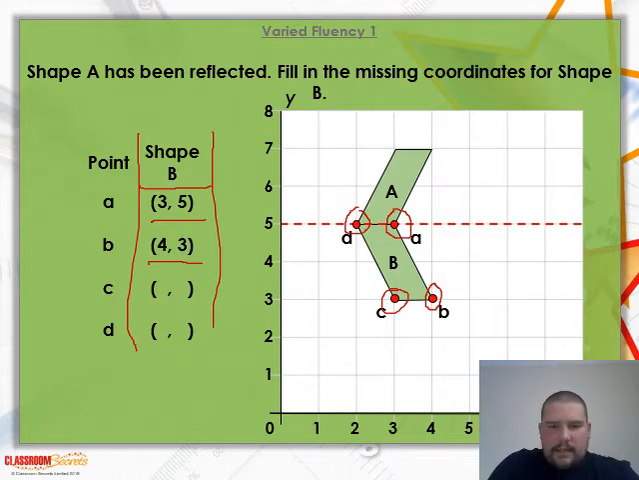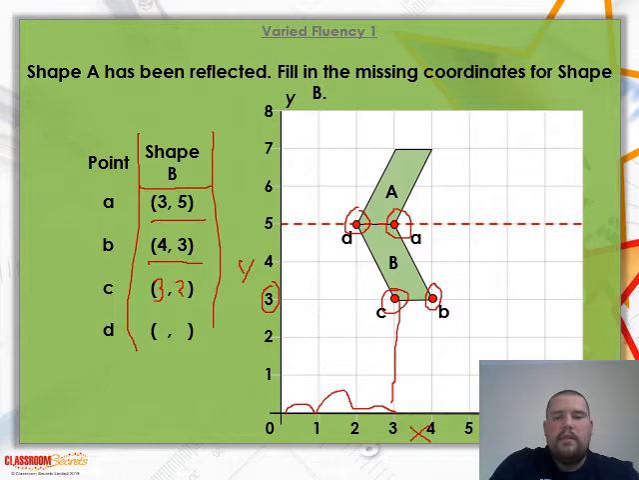So x-axis first, we'll jump 1, 2, 3 along the x-axis. So our first coordinate is going to be 3. And how many up the y-axis? 1, 2, 3, because that comes across to the y-axis at 3. So our coordinate would be 3, 3. See if you can work out what D is.